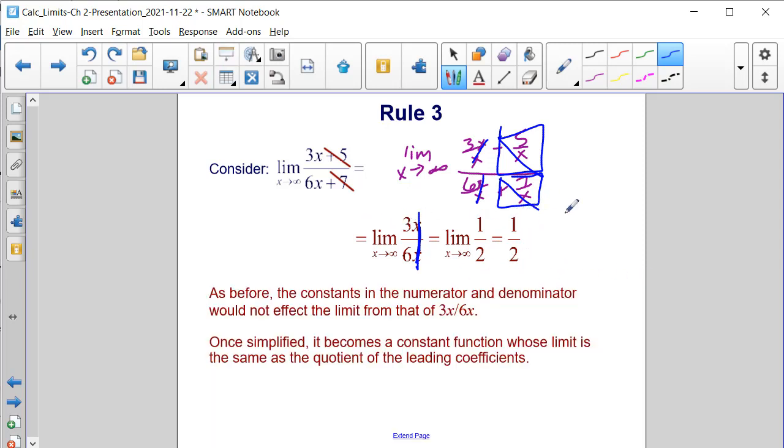So as before, the constants in the numerator and denominator would not affect the limit from that of 3x divided by 6x, which simplifies to 1/2. And once it's simplified, it becomes a constant function whose limit is the same as the quotient of the leading coefficients. 3 divided by 6 is equivalent to 1/2.